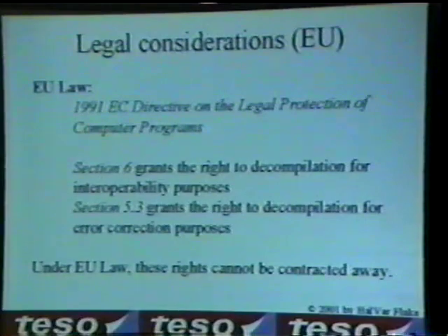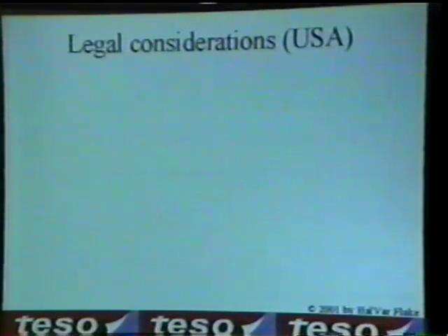But once the bug is public, you can do reverse engineering to fix it. But these two rights cannot be contracted away, so the shrink wrap license at this point is void and null. So it's a bit of a shaky situation.